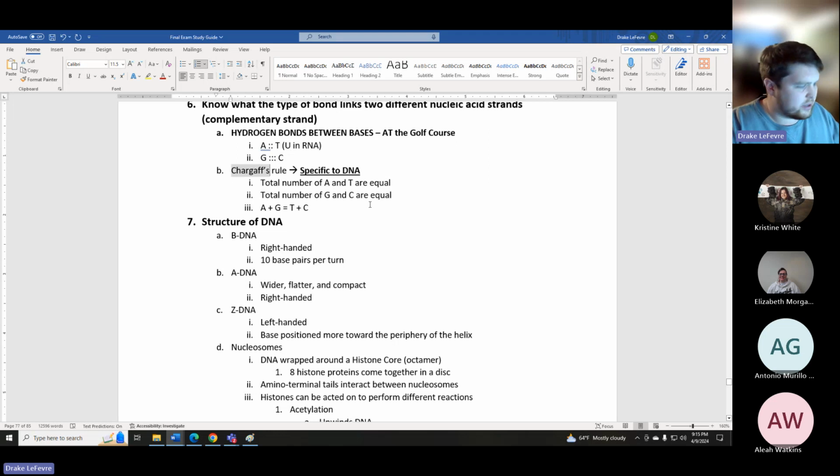He'll usually ask a question about this, Chargaff's rule. That's just saying that the total number of A is equal to T, and the total number of G is equal to C. Didn't see that one last trimester? Okay. He might not ask a question about it.